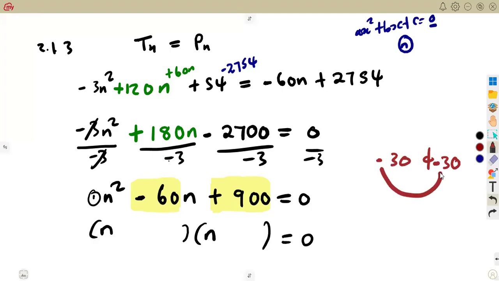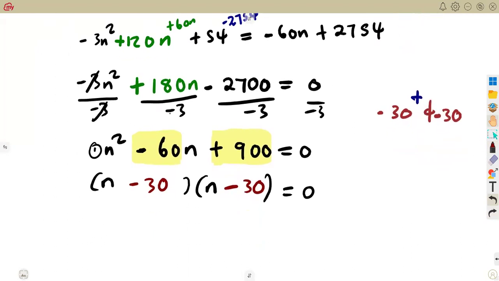Negative times negative, remember, that's a positive. So it is going to give us positive 900. If we add these two, minus 30 plus minus 30, that is minus 60. So these are the numbers that we need. Minus 30, all right, and minus 30. So it is the same thing. You can even write it as n minus 30 squared. You can even write it that way. It is up to you, the way that you understand.